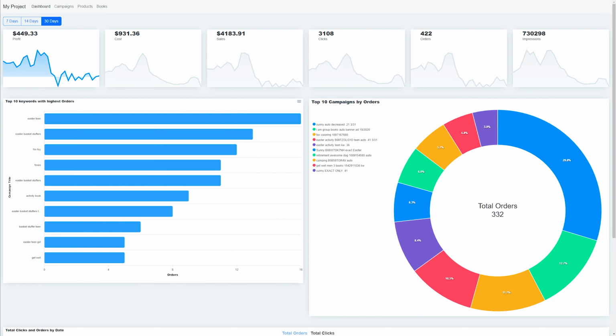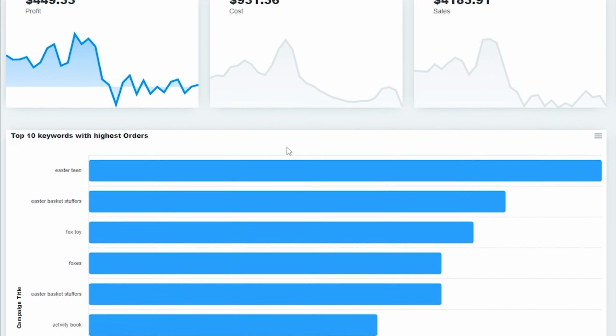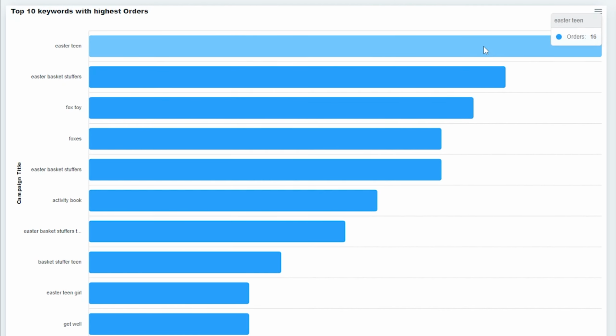This is the first dashboard you would see after logging into my website. In the top left right away, we can see profit. This is not something provided in Amazon's dashboard. If we hover over the line graph, we can get detailed information about what happened on a specific day. We can easily compare this to other metrics like cost and sales. Right below profit, we get a top 10 keywords with highest orders. This lets us know which keywords are really doing well.